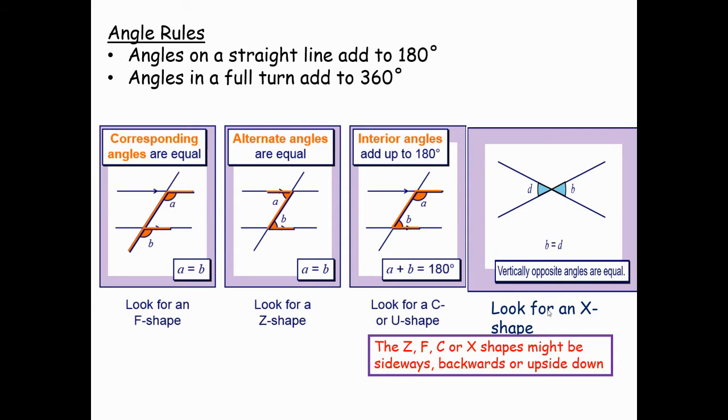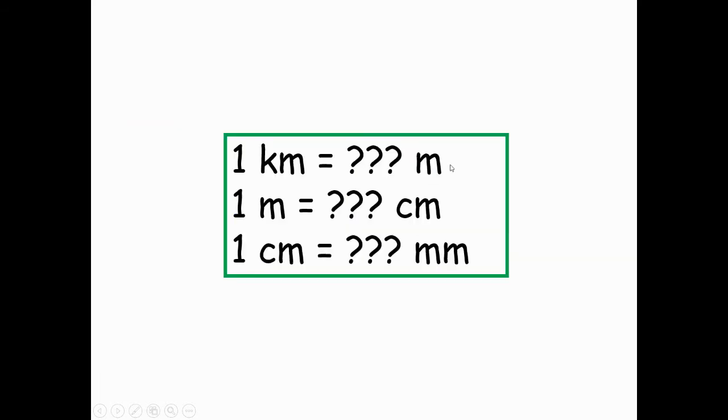Okay, so if we know those angle rules, it's going to help us calculate certain bearings. But we've still got to remember the important things, which is that bearings start from north, go clockwise, and have 3 digits.